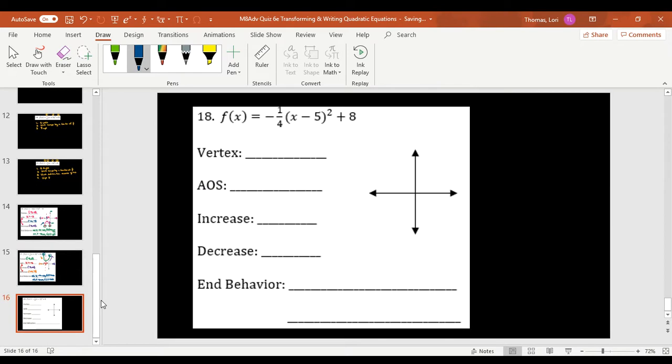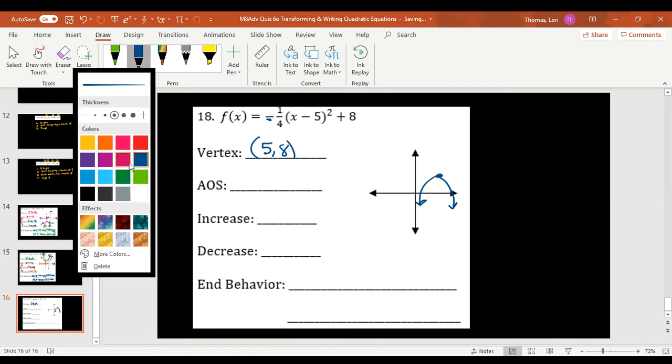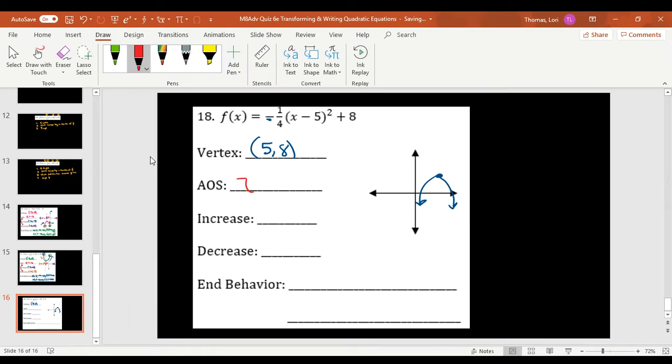My vertex for number 18 is 5, 8. That puts me in quadrant 1. My graph is going to turn down because a is negative, so I would have 2 real roots. My AOS is x equals 5. This is going to help with increase and decrease.